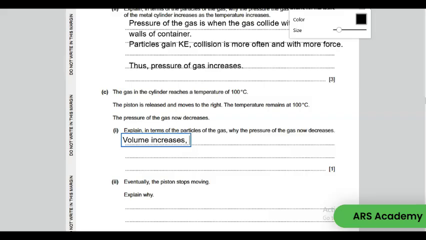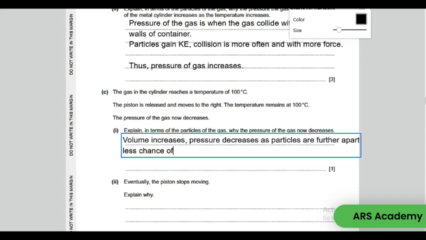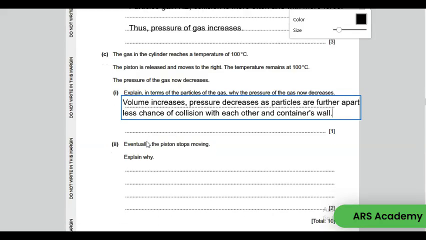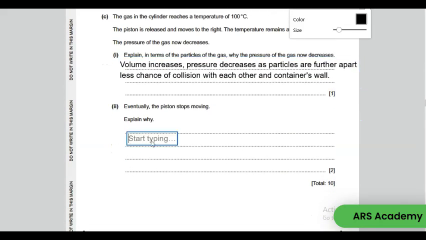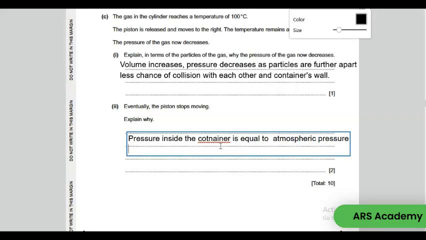So since the piston is moving to the right, it means the volume inside of the container will increase. So the pressure decreases as the particles are further apart, so there is less chance of collision with each other and with the wall per unit time. Roman 2. Eventually the piston stops moving. Explain why. So the piston will stop moving when the pressure inside of the gas container is equal to the atmospheric pressure. So there will be no resultant force acting on the piston, so it will stop moving.